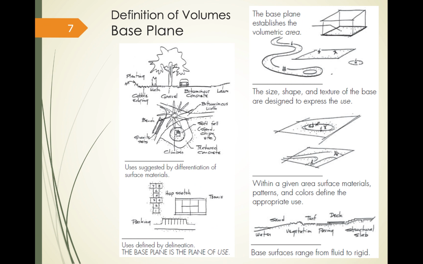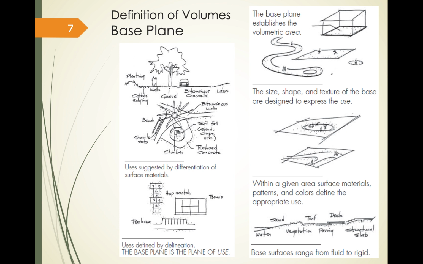The base plane is the plane of use. The base plane uses can be suggested by differentiation of surface materials, for example lawn, planting, bituminous concrete, gravel, etc. And the base plane uses can be defined by delineation. Sometimes it is distinguished with two different surface materials, such as a parking lot and a tennis court. You can see it in the lower left picture. But a chalk drawing can also be used as a delineation, for hopscotch play.